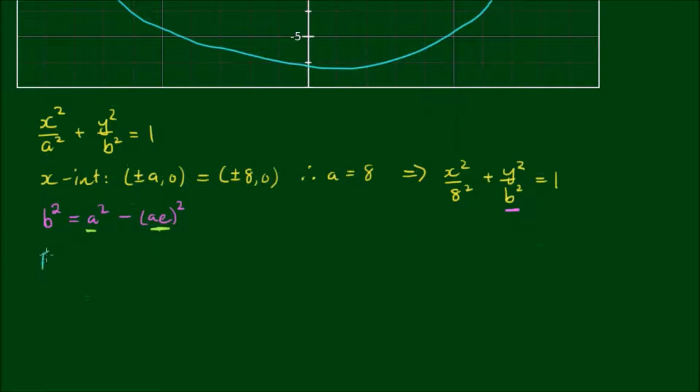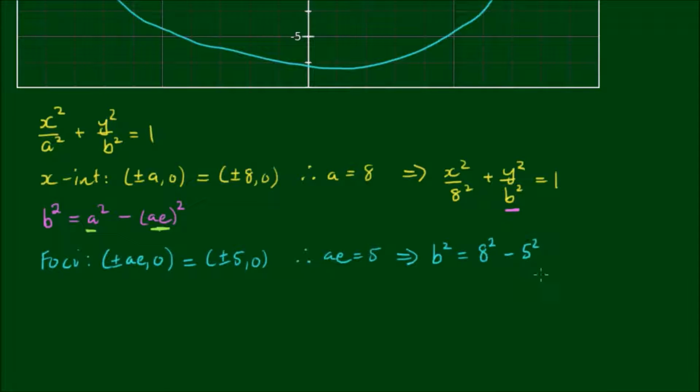So the focal points are given by positive and negative a times e, 0, and in this case we have positive and negative 5, 0. So therefore a times e is equal to 5. So for b squared, we have b squared equals a squared minus (a times e) squared, where a is equal to 8, so we have 8 squared minus 5 squared. 8 squared is 64, 5 squared is 25, so we have 64 minus 25, which equals 39.